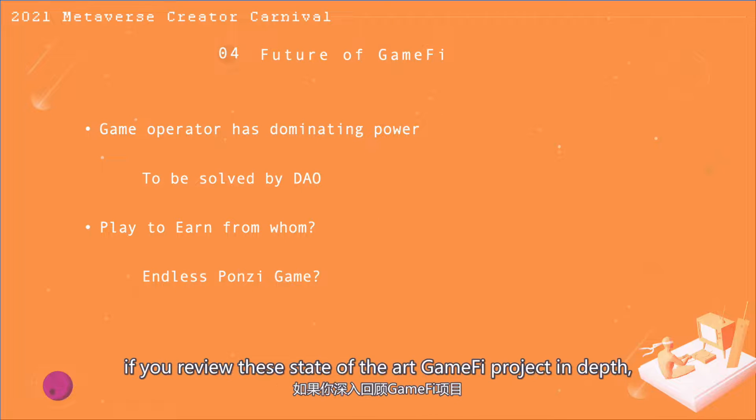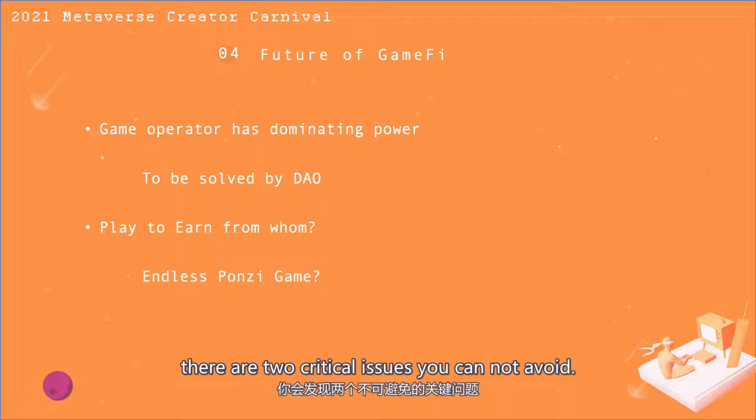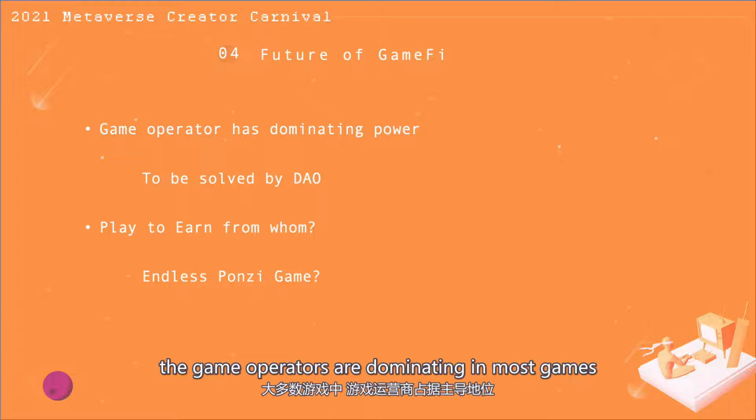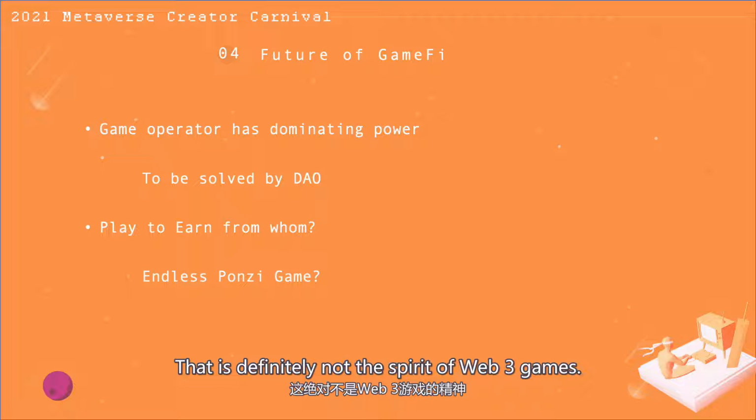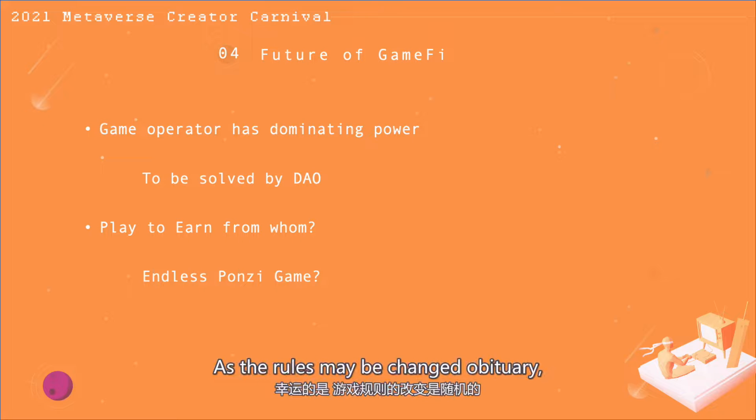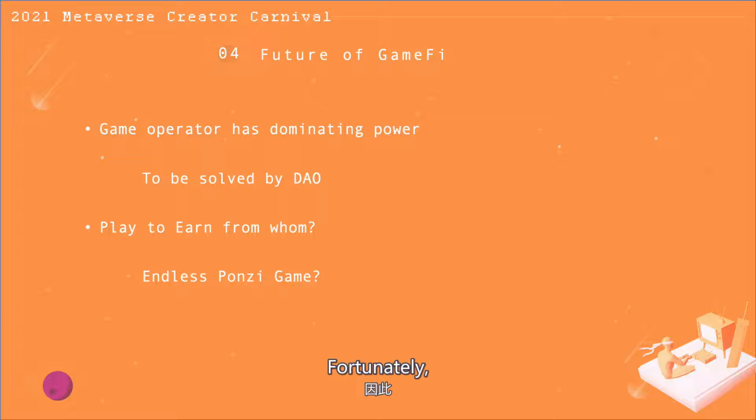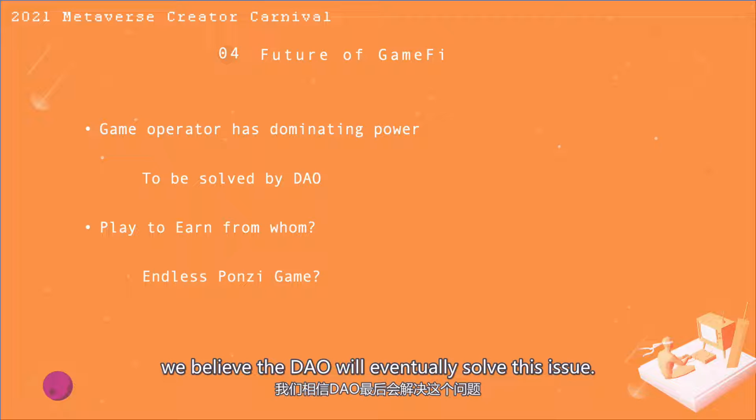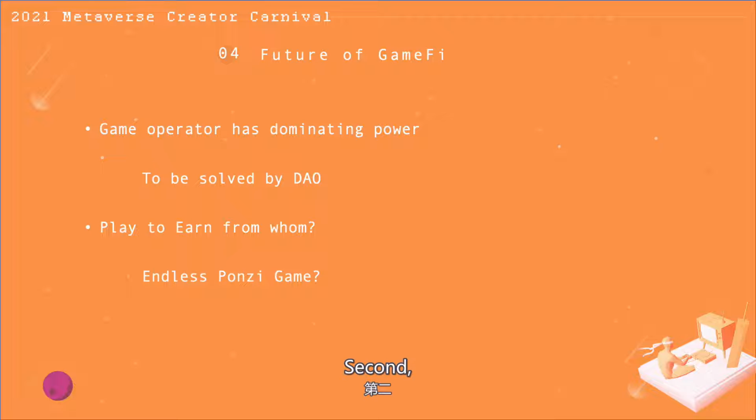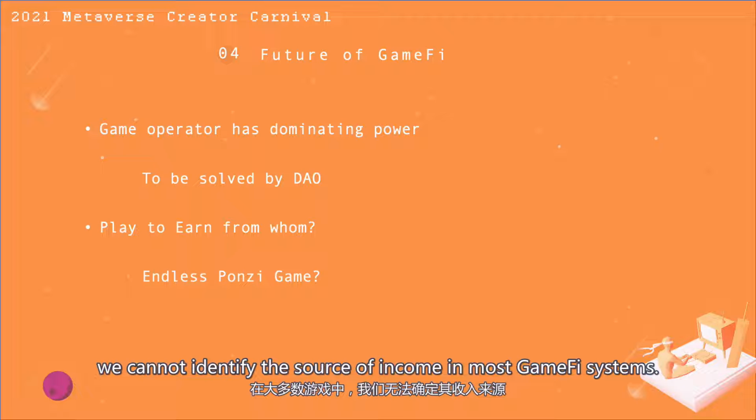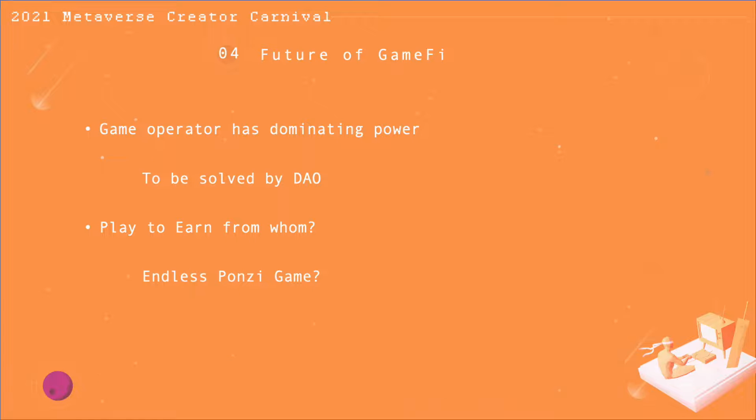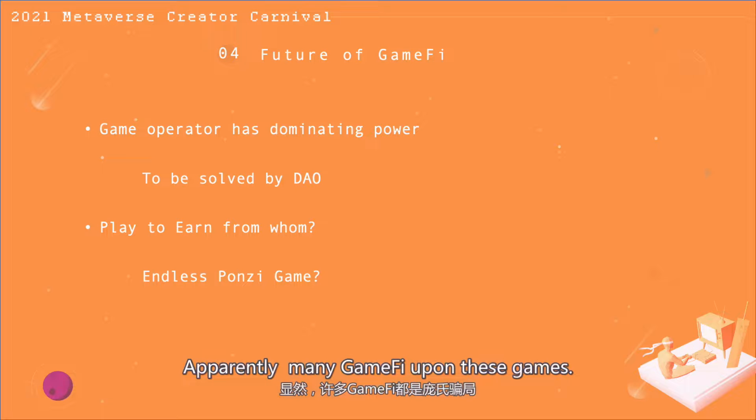However, if you review the state-of-the-art GameFi project in depth, there are two critical issues you cannot avoid. First, the game operators are dominating in most games. That is definitely not the spirit of Web3 games, as the rules may be changed arbitrarily. Fortunately, we believe the DAO will eventually solve this issue. Second, we cannot identify the source of income in most GameFi systems. In other words, you're doing play to earn, but earning from whom? Apparently, many GameFi are Ponzi scams.